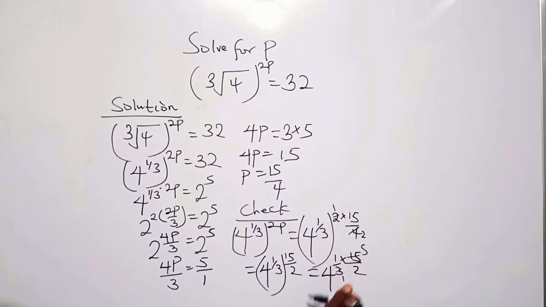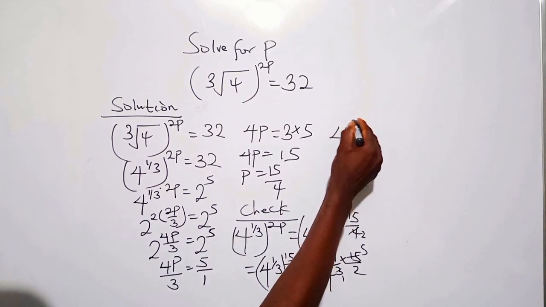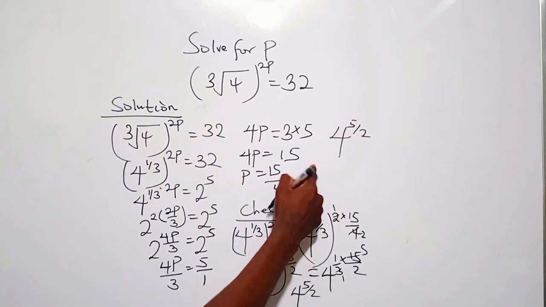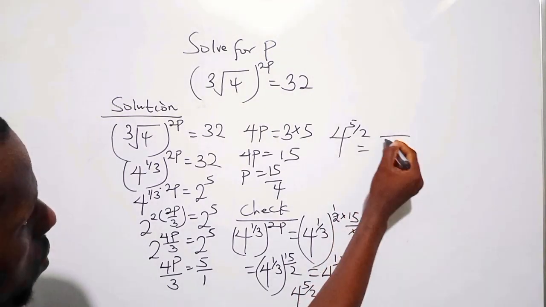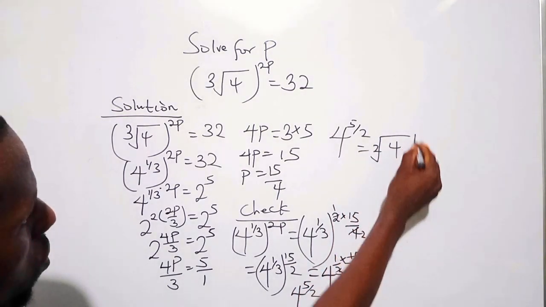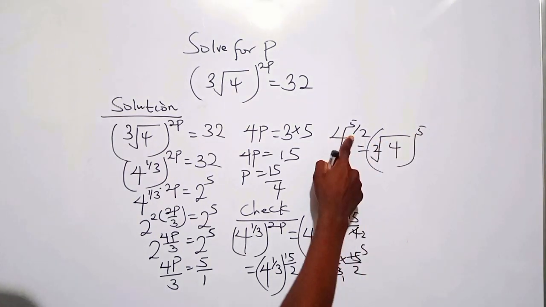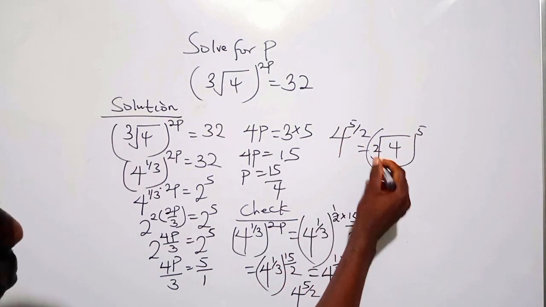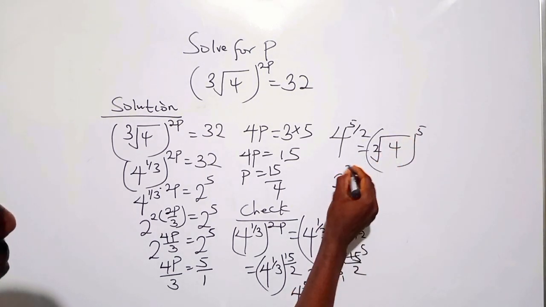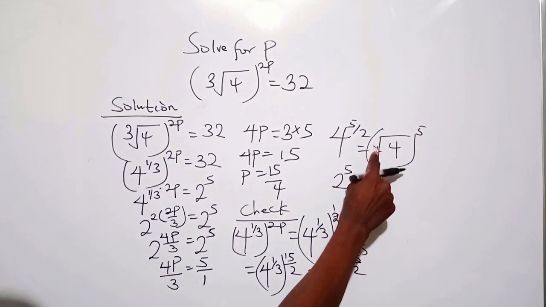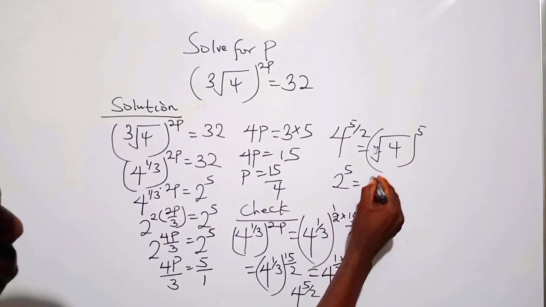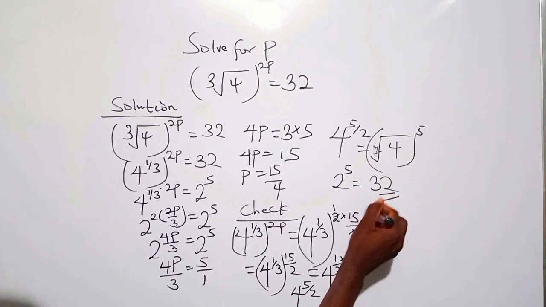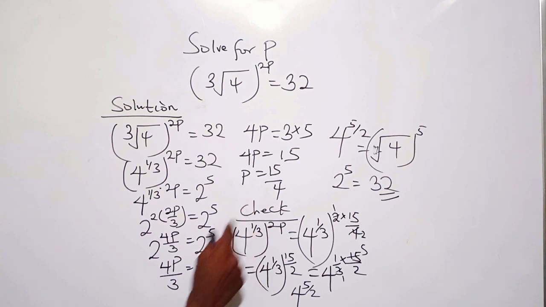So by the time we multiply out, we have 4 raised to the power 1 times 5 is 5, over 2. So 4 raised to the power 5 over 2. When we pick it from here, you can write this as the square root of 4, everything to the power 5. So for the square root of 4, we have 2 raised to the power 5, and 2 raised to the power 5 is 32. So that means the value of p is 15 over 4.